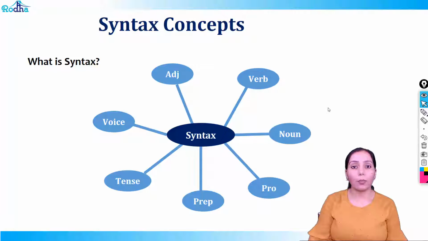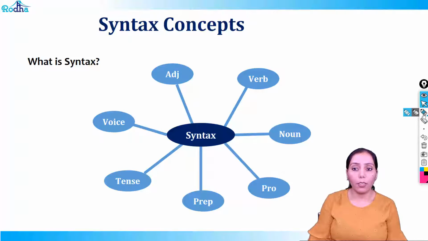Now, we'll start from a basic term rather than going directly to the rules. First we'll see what the subject is, and according to the subject, whether the verb is moving or not, and according to the verb, whether the further pronoun is going or not. Before we move further into the rules, let's see what syntax is.